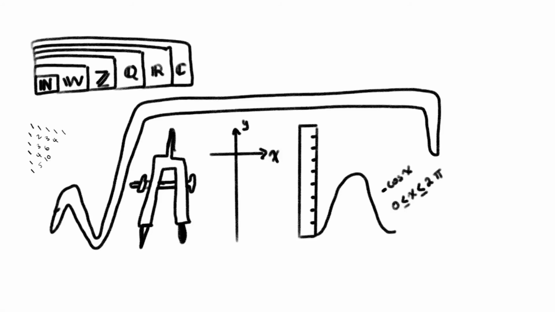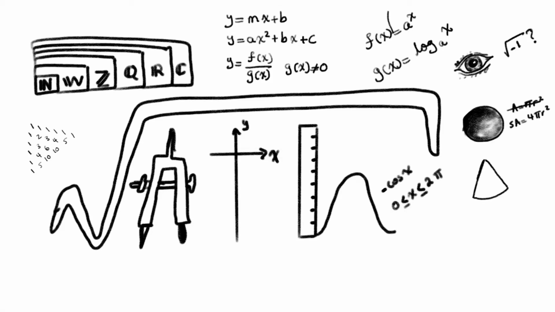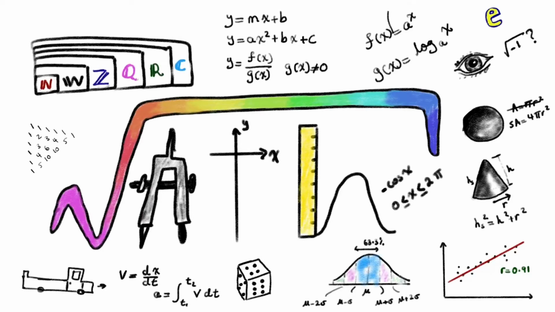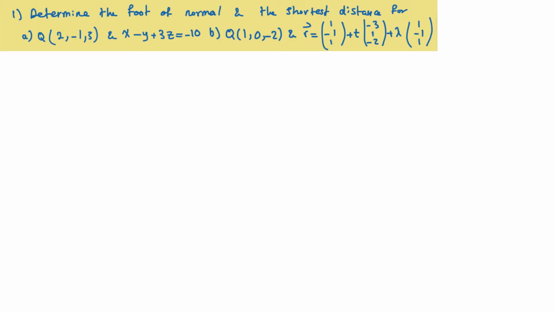Welcome to this video lesson, which is the full solution to the practice questions from lesson 20, which focuses on the distance between a point and a plane. For the first question here, we are to determine the foot of the normal and the shortest distance for these two situations where we have a point and a plane.